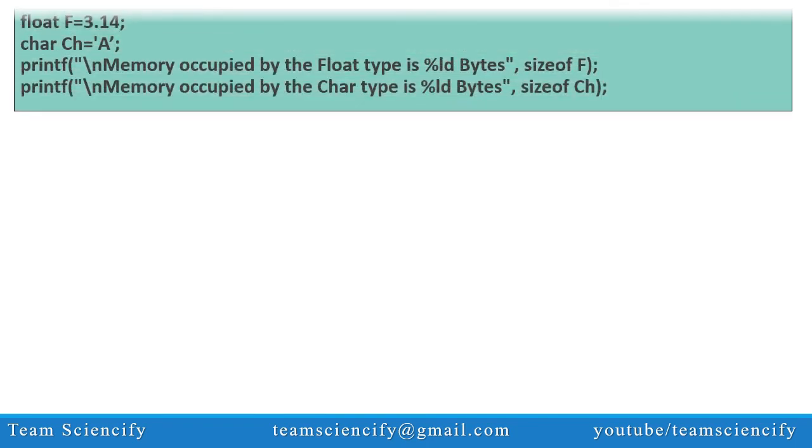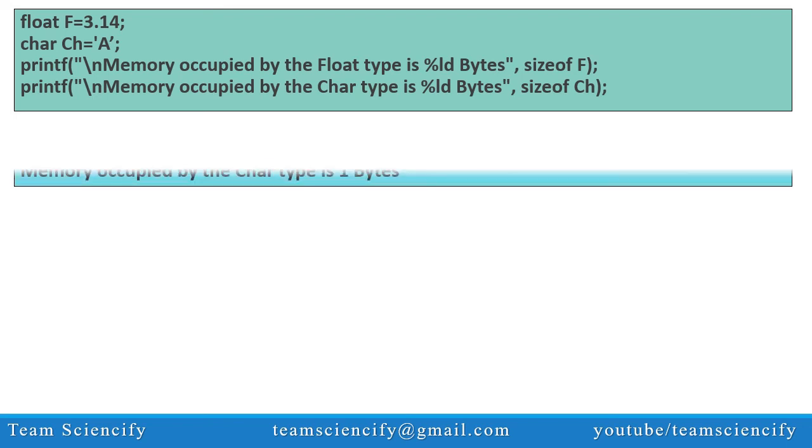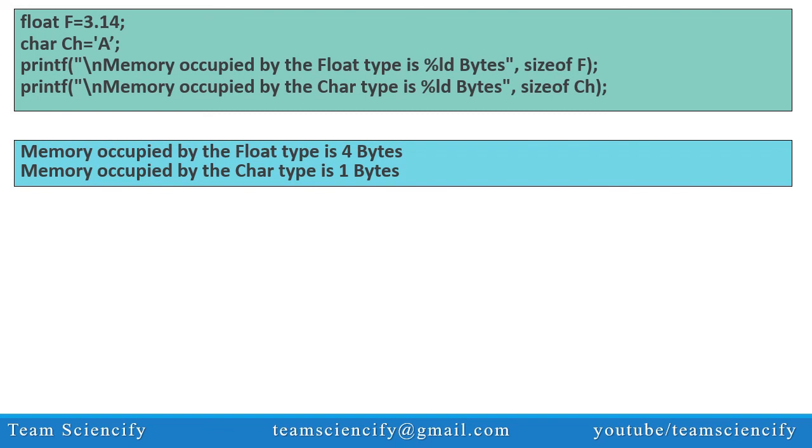Now let's understand the use of the sizeof operator using one example. In this example, we have initialized a float type location with the name f and a character type location with the name ch. In this program, we have specified the data type of the used memory location along with the assigned value to it, that is f is equal to 3.14 and char ch is equal to a. To get the memory occupied by each type of data, we use the sizeof operator in the printf command. The output will be displayed as memory occupied by the float type is 4 bytes. Memory occupied by the char type is 1 byte.